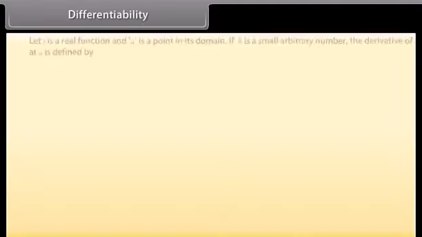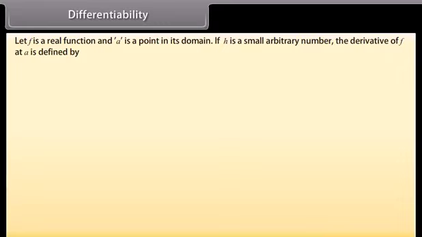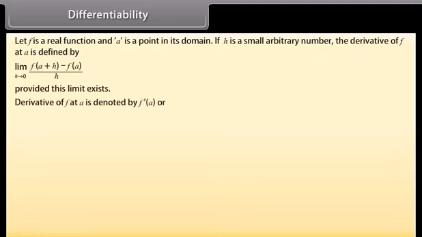Differentiability. Let f be a real function and a a point in its domain. If h is a small arbitrary number, the derivative of f at a is defined by limit h approaches 0 of (f(a + h) − f(a))/h, provided this limit exists. The derivative of f at a is denoted by f'(a) or d/dx of f(x) at x = a.